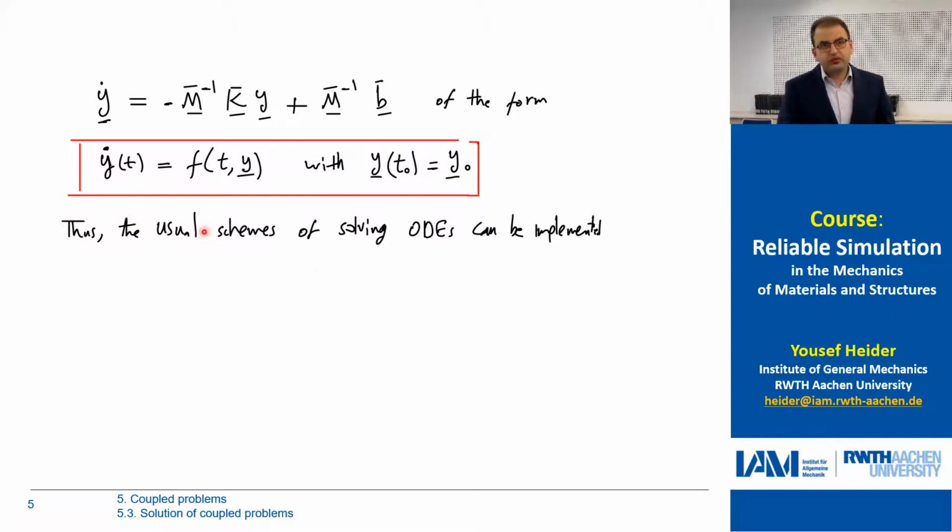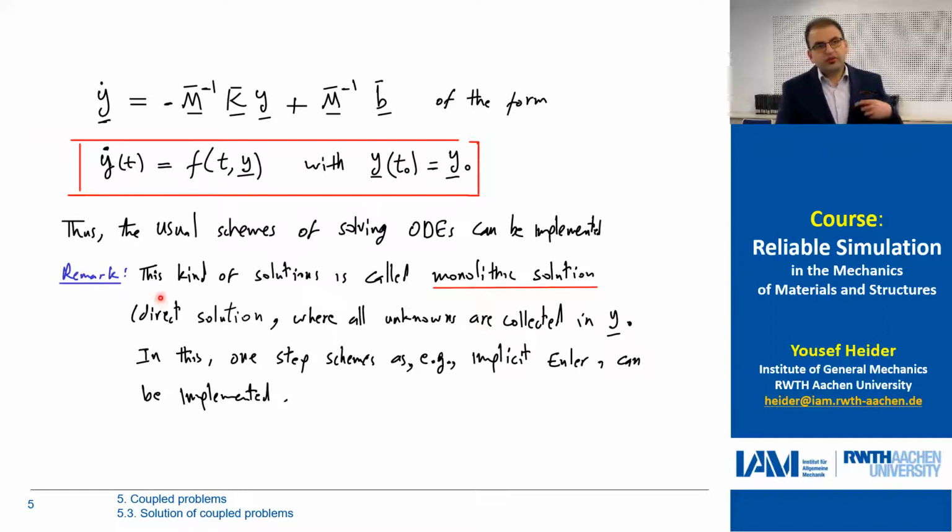For this form, the usual schemes for solving ordinary differential equations can be implemented. So exactly for solving first order ordinary differential equations, we have talked about the implicit Euler, explicit Euler, trapezoidal rule, BDF2, and so on. So these are schemes that can now be implemented for this form of equations.